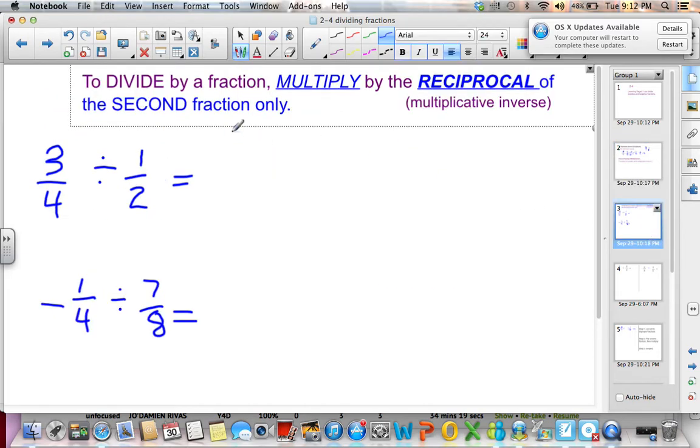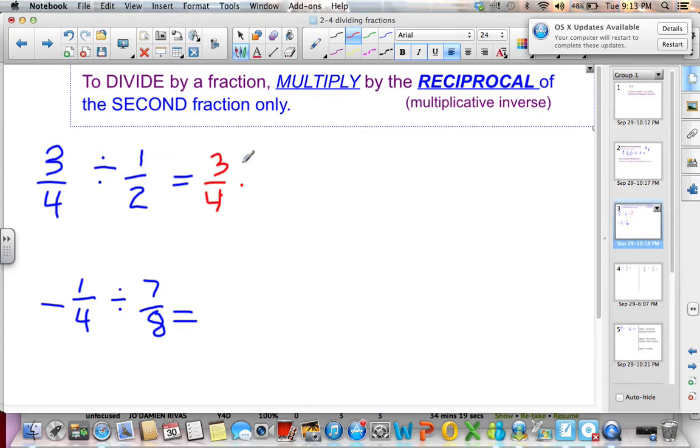So when we're dividing by a fraction, what we do is we multiply by the reciprocal of the second fraction only. So I have 3/4 divided by 1/2. So I keep my first fraction the same. I do not do anything to it. And when I'm dividing fractions, it's important to rewrite it out instead of trying to do it in your head, because you will definitely end up getting confused, especially as we go down the line and do harder fraction problems. So get in the habit of writing it out.